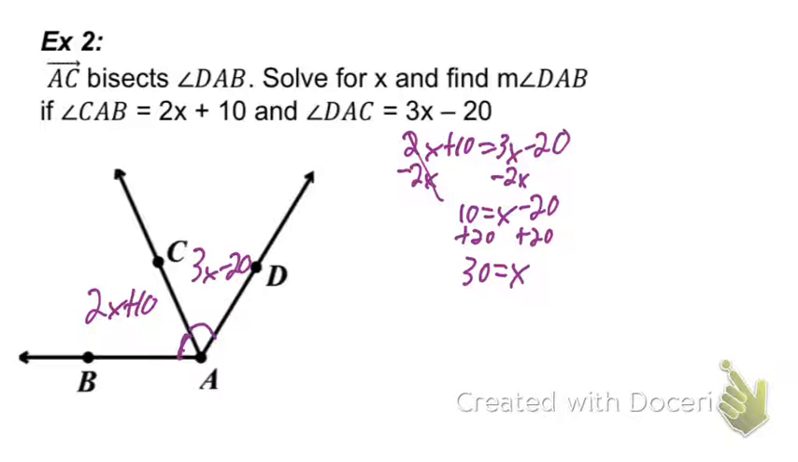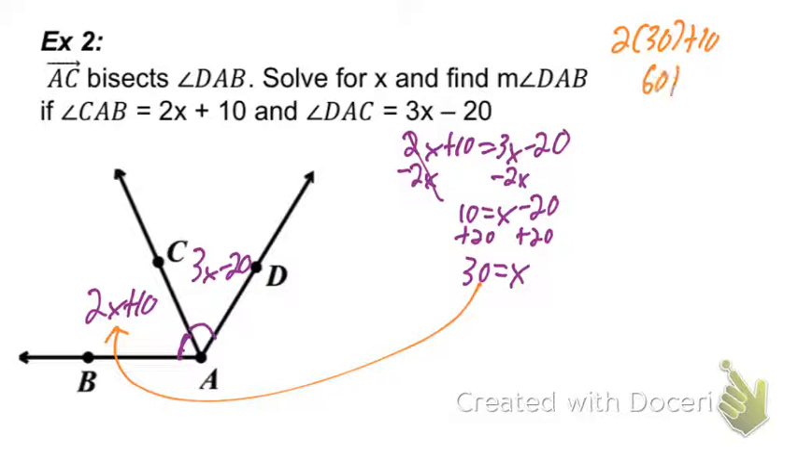The reason why either would work is because either is supposed to be half, so we should be able to double either one of them. But it's a little bit safer to plug into each one because that helps us check our work. Because if we end up getting the same thing for both, that means we did something right. So I'll plug in 30 over here and say, okay, 2 times 30 plus 10. Well, 2 times 30 is 60. 60 plus 10 is 70. So we know this measure over here is 70.